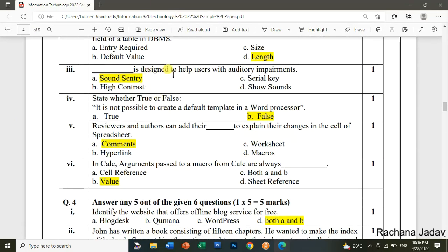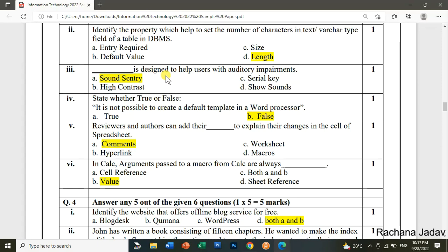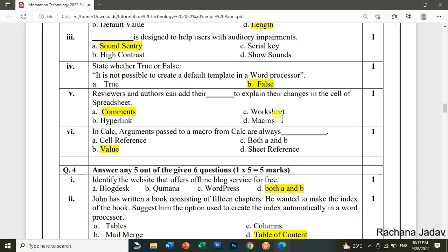Next, dash is designed to help users with auditory impairment. So that also is a part of the last unit, web applications. In that, sound sensitive. State whether true or false. It is not possible to create a default template in a word processor. So that is false. We can create it, right?